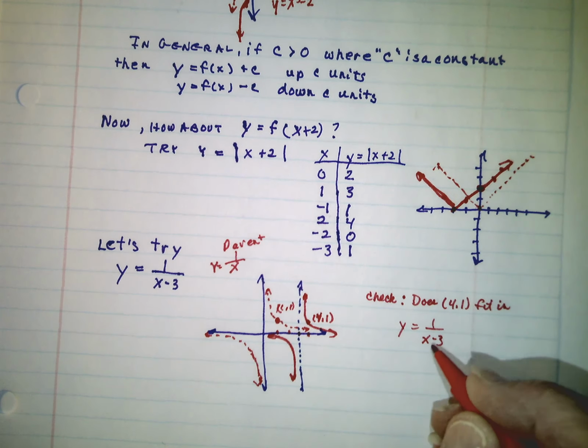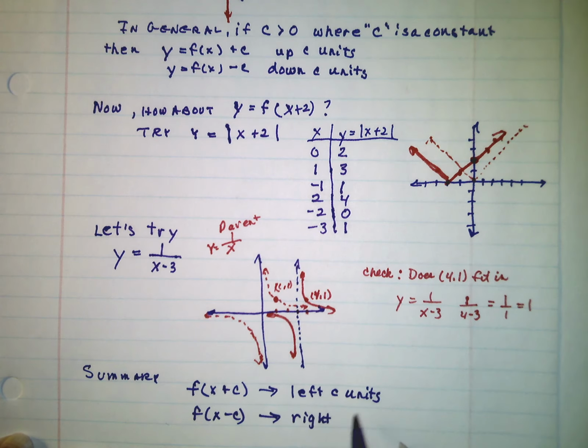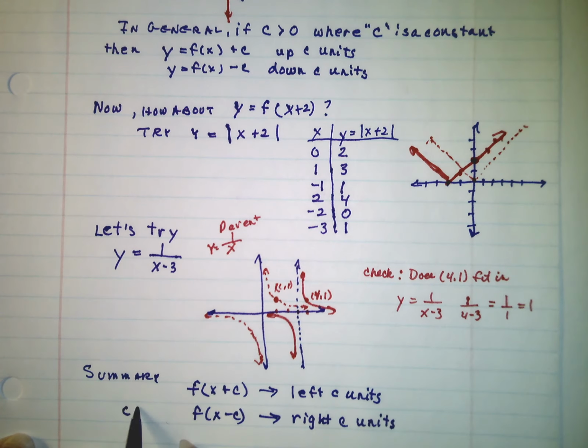In summary, if we're going to translate the x's, if we have f of x plus c, that's going to move left c units. And if we have f of x minus that constant, it's going to move to the right by c units. And this is assuming that c is a positive number.